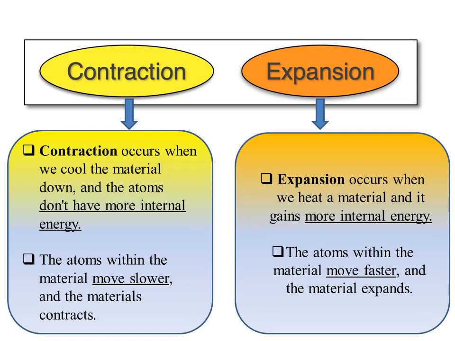So here is the main difference between contraction and expansion. In contraction the atoms don't have much internal energy, and in expansion the material gains more internal energy. The atoms within the material move slower in the case of contraction, but in expansion the atoms within the material move much faster. That's why the material expands.